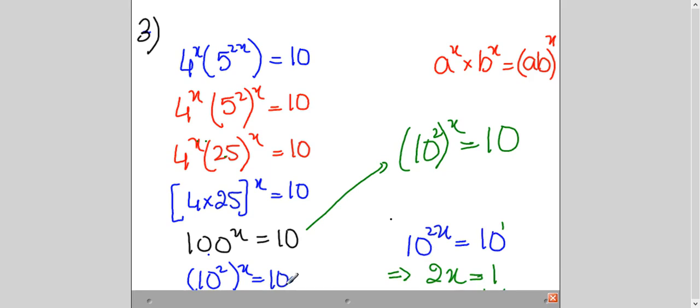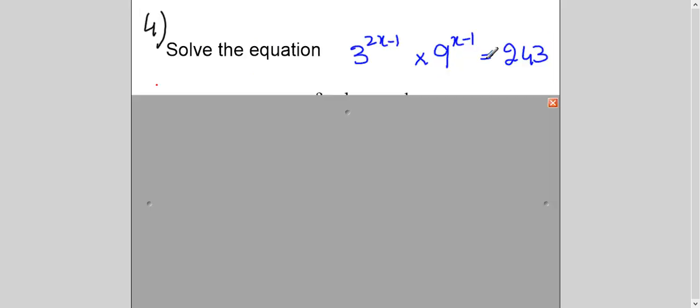Now, when the bases are the same, I can equate the powers and I will get x equals half. Make sense? It is the same rule, but you know how things look complicated. You have to recall the rules of indices you have learned and apply them.